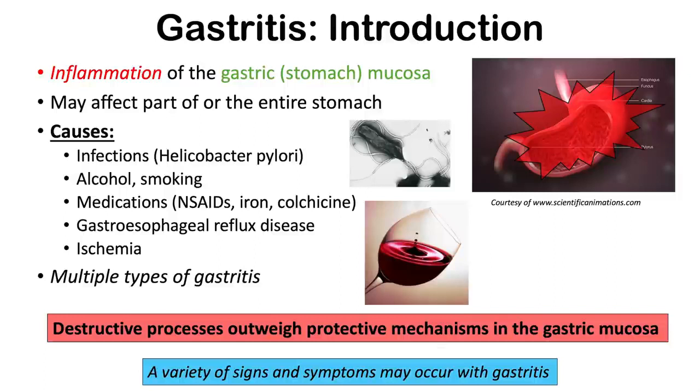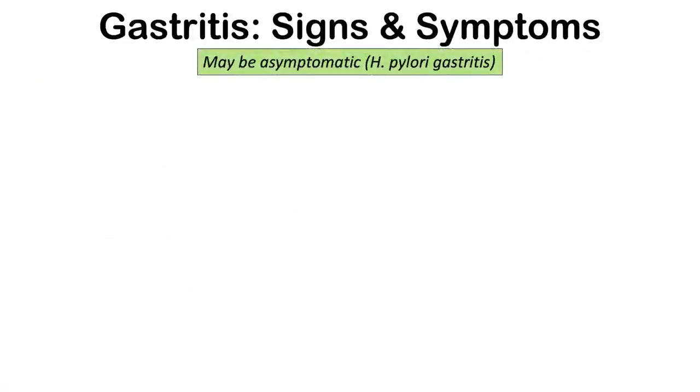Now, the topic of this lesson is that gastritis has a variety of signs and symptoms. We're going to talk about those in the next upcoming slides. Before we get into the signs and symptoms, it's important to make note of the fact that gastritis may be asymptomatic. In fact, a lot of patients may have inflammation of their stomach and not even know it. This can be particularly found in cases of H. pylori gastritis. So that infection with that bacteria Helicobacter pylori can lead to inflammation of the stomach, and the patient might not even know they have gastritis.